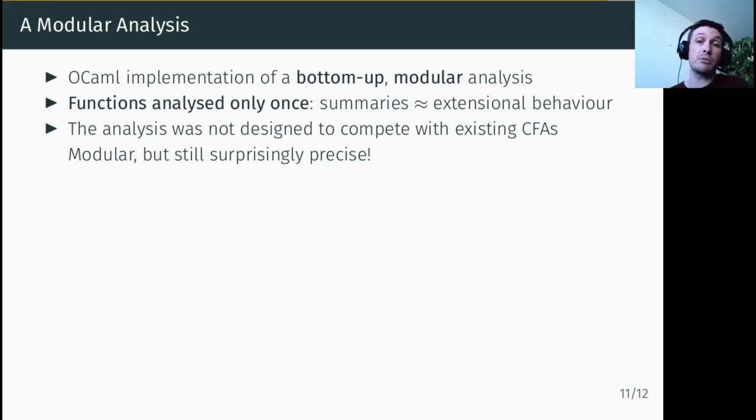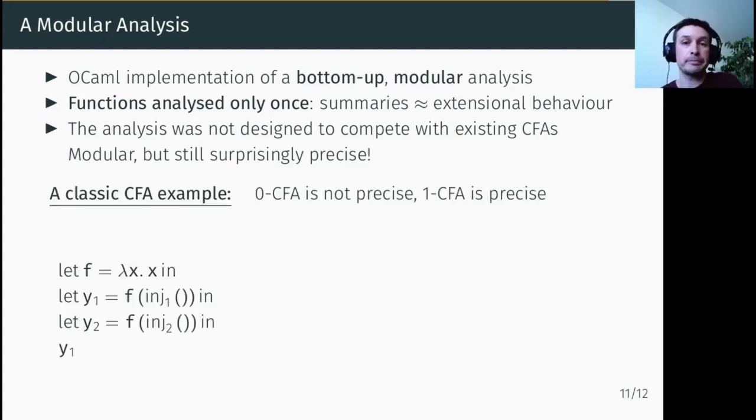The analysis was really not designed to compete with existing control flow analysis. And it does not compete. Still, it can give very precise results, even though it follows a fully modular approach. Let's consider this classic CFA example. This program calls the identity function twice on two different arguments and returns the result of one of the calls. It's an example where 0 CFA is not precise enough and 1 CFA is required to achieve good precision.